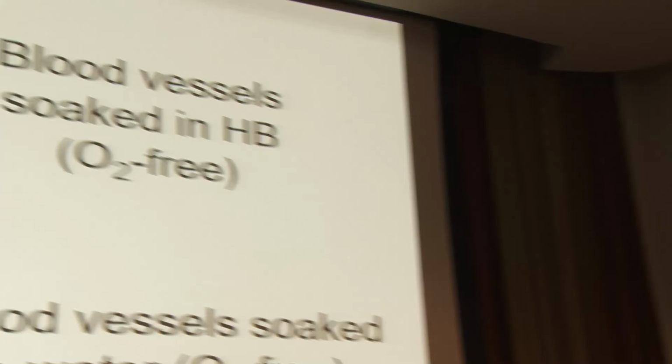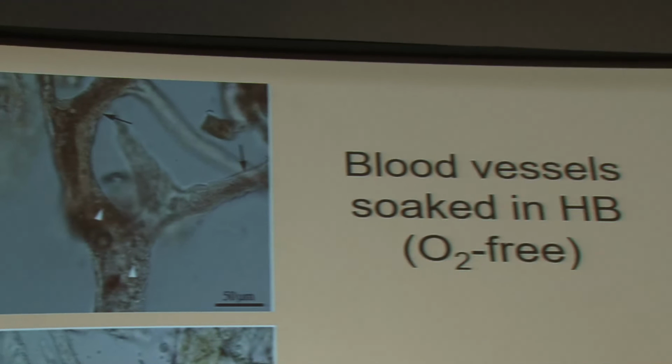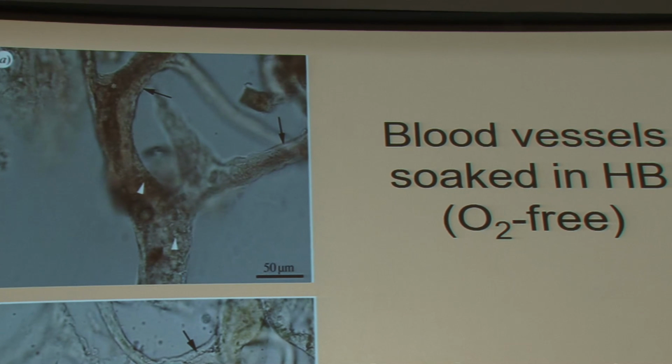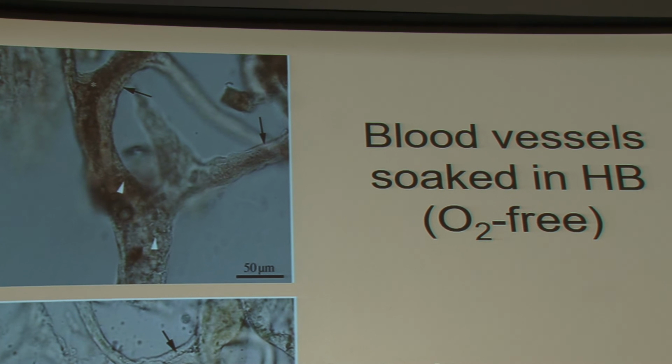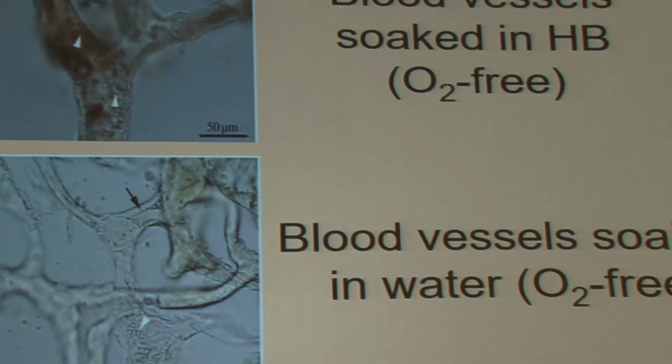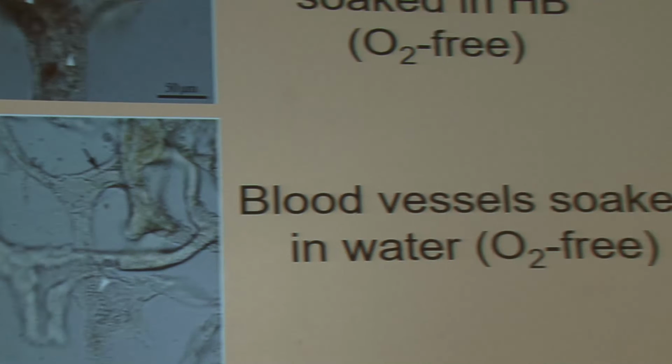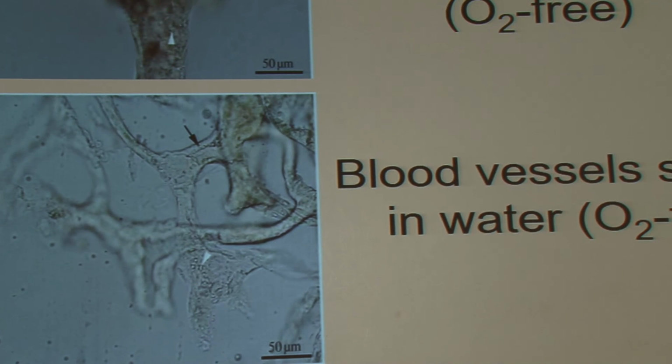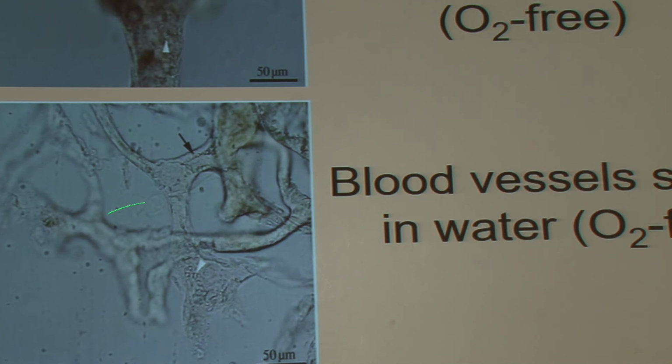Here are some of the results. For example, blood vessels soaked in hemoglobin that's oxygen-free, because remember that was one of the criteria that some people felt was important, keep oxygen away, because we know oxygen will accelerate microbial growth and oxygen will accelerate chemical degradation. Okay? Versus blood vessels soaked in water, oxygen-free, and in their conclusion, we see the difference: nice and rich color versus faded and pale. And then the same thing when they did it in the presence of oxygen.